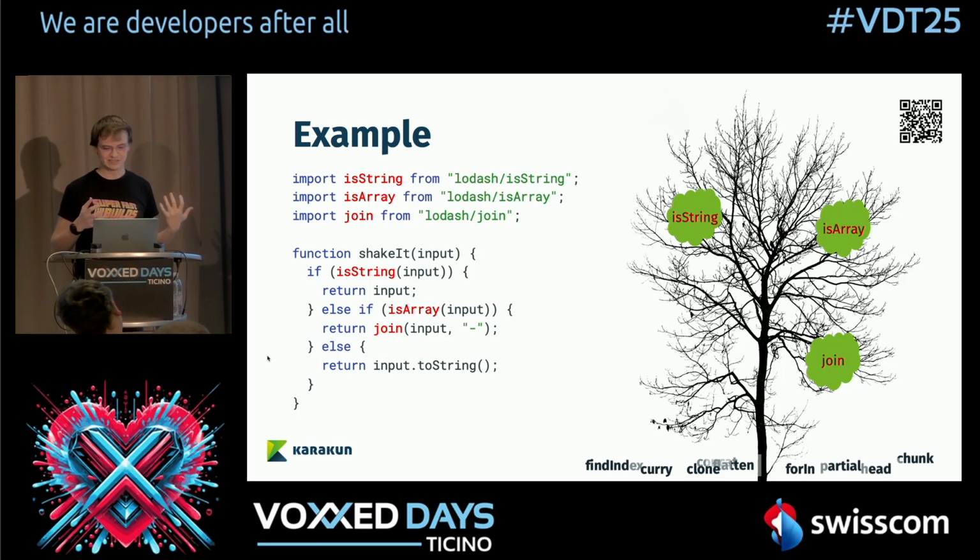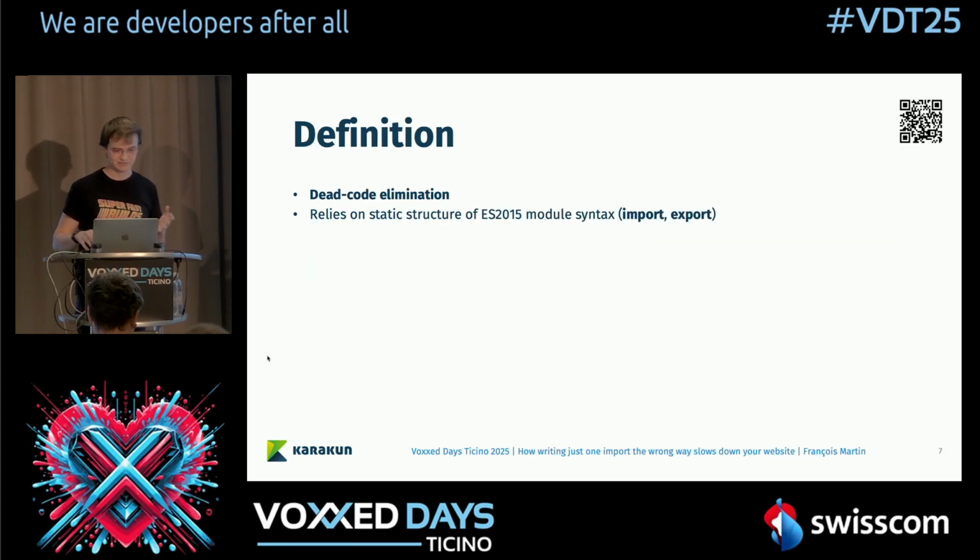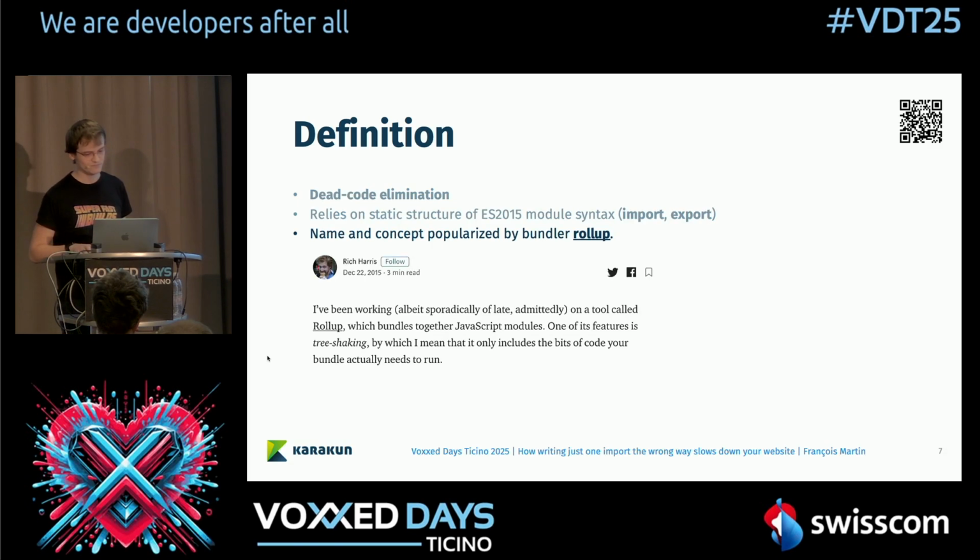They stay on the tree when you shake it. So essentially, this way we kind of get rid of the methods that we don't use from the dependency, and this way we can make our bundle smaller because it just needs the size that you have for the isString, isArray, and join methods. So by definition, tree shaking is some form of dead code elimination, and it relies on the static structure of the ES 2015 module syntax, so for the imports and exports.